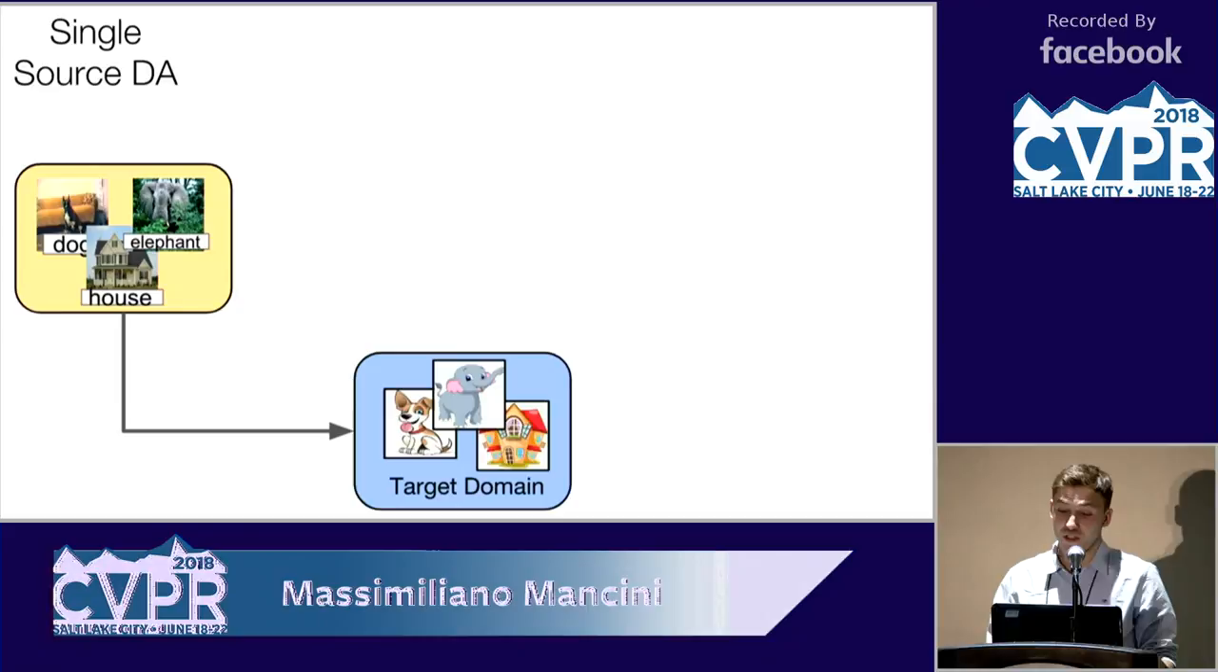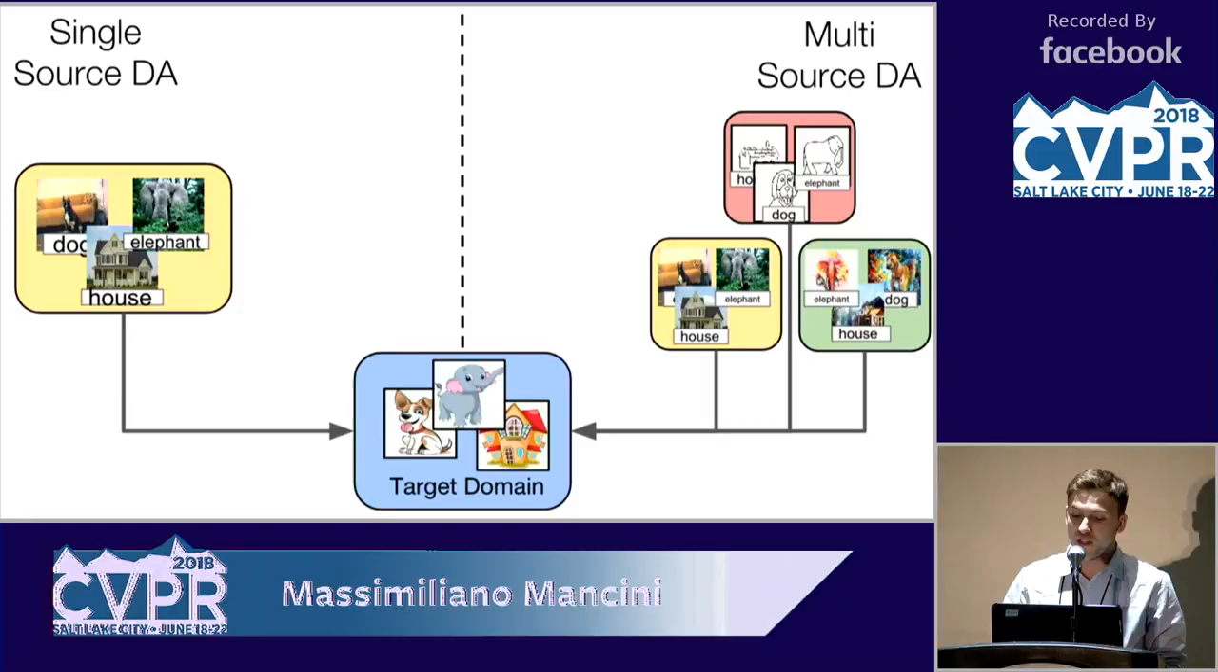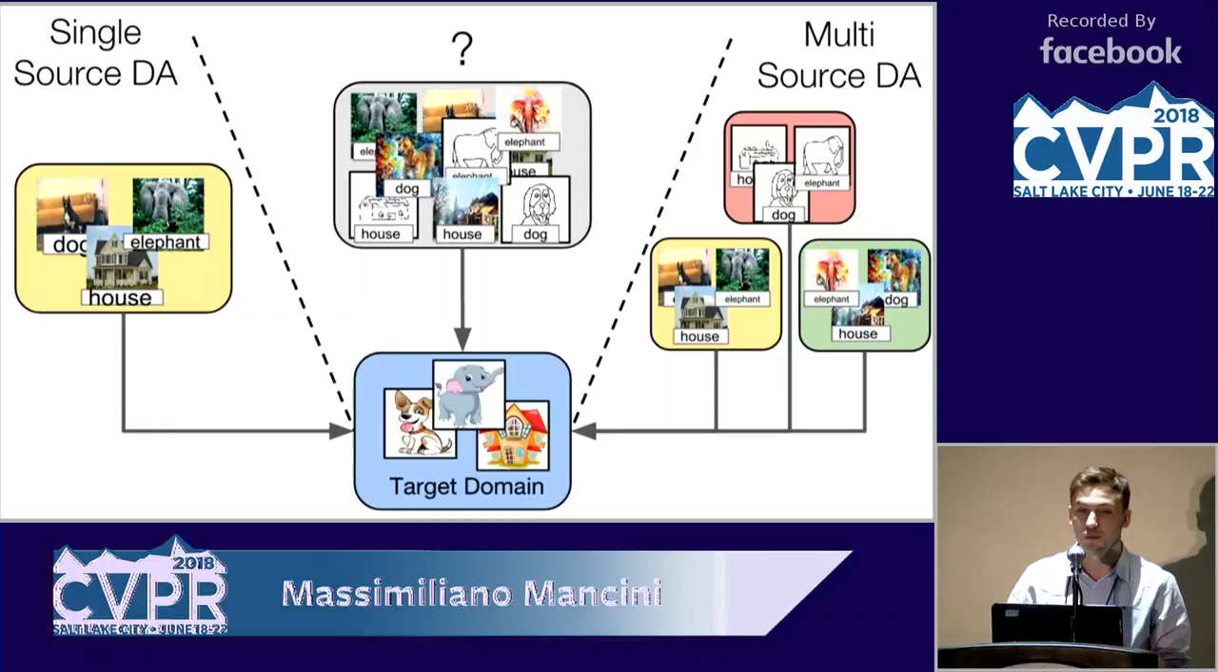Another scenario is the multi-source one, where multiple source domains are available and their presence can be exploited to better tackle the domain shift problem. An assumption of this setting is that we know to which domain each image belongs. The question is if we can still exploit the advantages of multi-source domain adaptation, even if the multiple source domains are mixed and no prior about the domain to which each sample belongs is available.